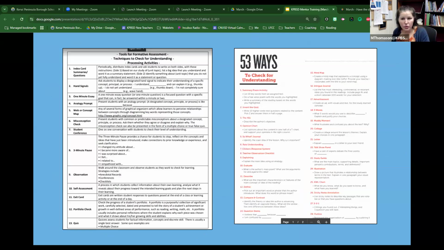So there are those 2 resources that I already dropped into the chat. Again, you can print them off. You can send them electronically, but they're great resources. Lots and lots of different ways to check for understanding.